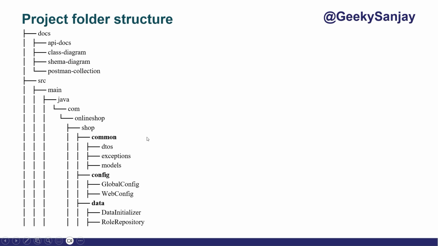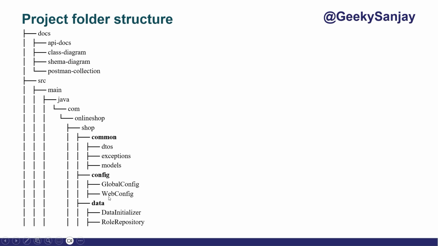Next, in the shop we have a common folder. The common folder is for things that are not related to any particular service. This is the common service we will create, and there we will keep exceptions, models and DTOs, which are normally used across the application and all services. In the exception folder we can create a global exception handler, so whenever any service throws an exception, it is caught by this exception class. Also we will create one config folder, where we will write our global configuration and web configuration. If there is any configuration that is not for the user or your shop, you can keep it here, shared across your folders.